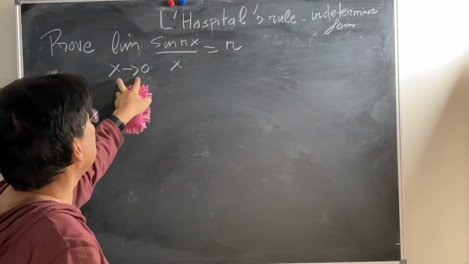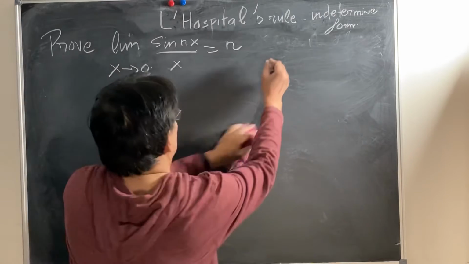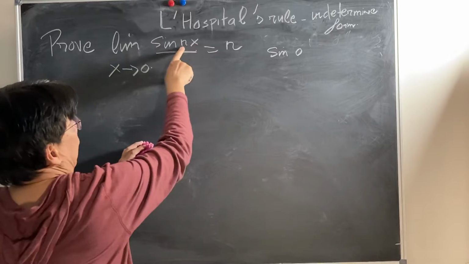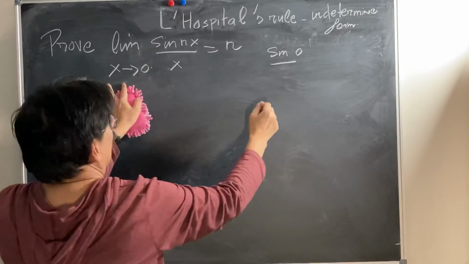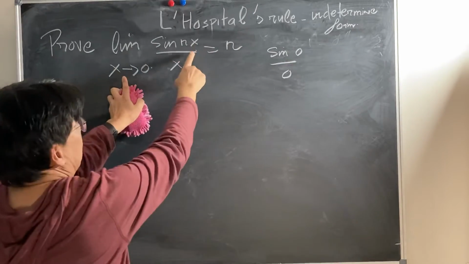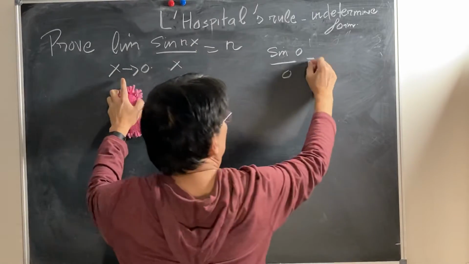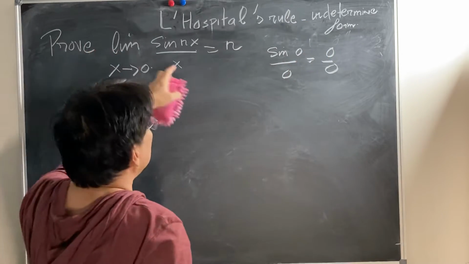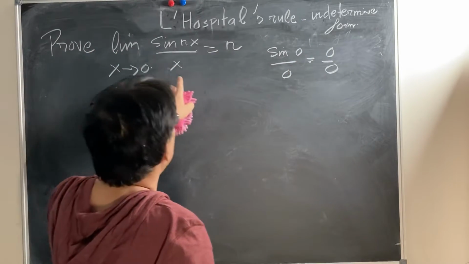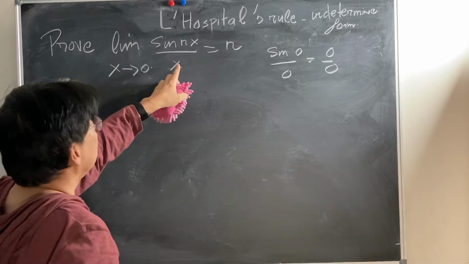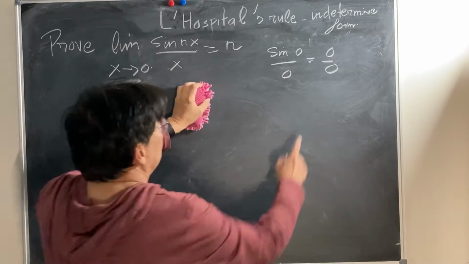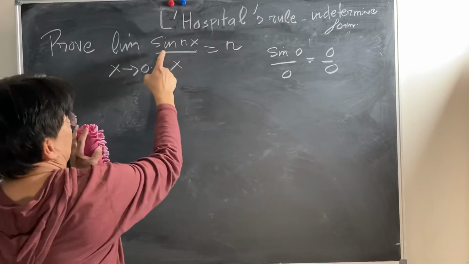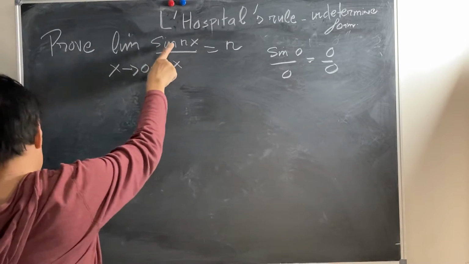Now substitute 0 in here. We have sine of 0 on the top, that is sine of n times 0, and 0 on the bottom. So sine of 0 equals 0, divided by 0. So we have an indeterminate form. In the indeterminate form, you can apply L'Hopital's rule. So you apply L'Hopital to this numerator and denominator.